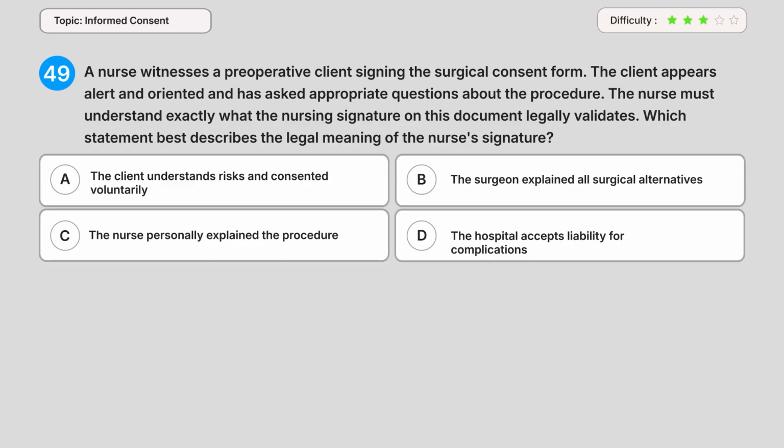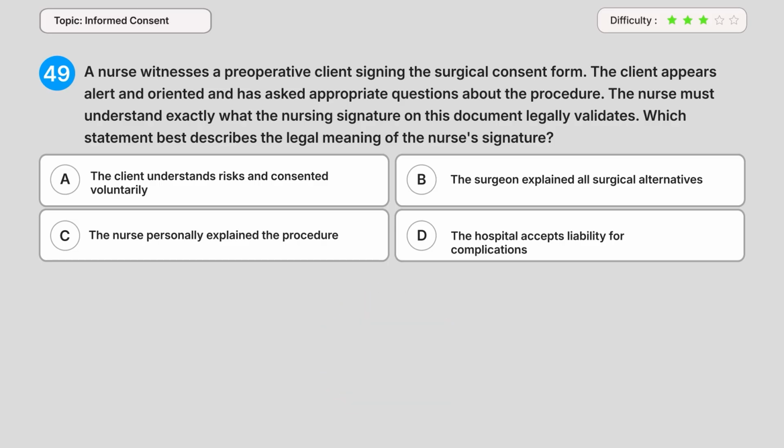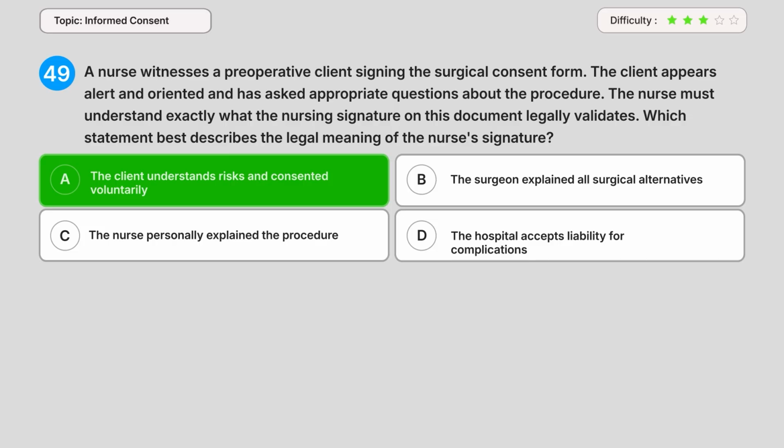A. The client understands risks and consented voluntarily. B. The surgeon explained all surgical alternatives. C. The nurse personally explained the procedure. D. The hospital accepts liability for complications. Do you know the answer? Correct answer. A. The client understands risks and consented voluntarily.